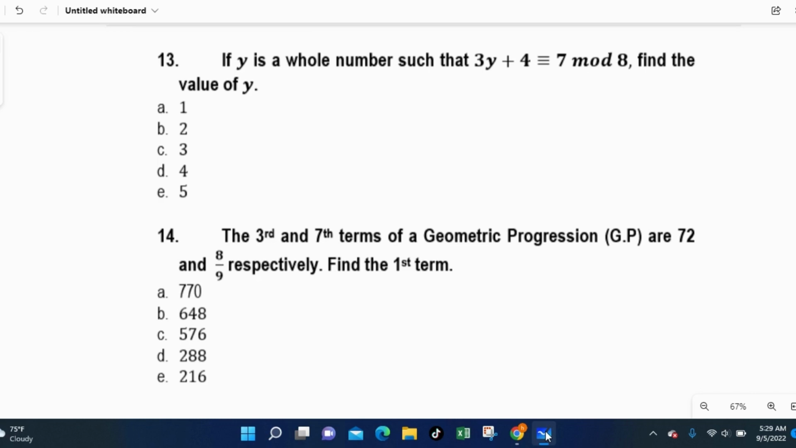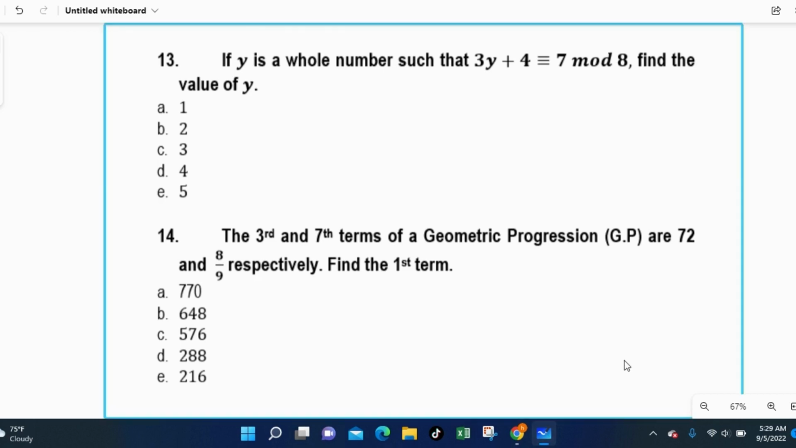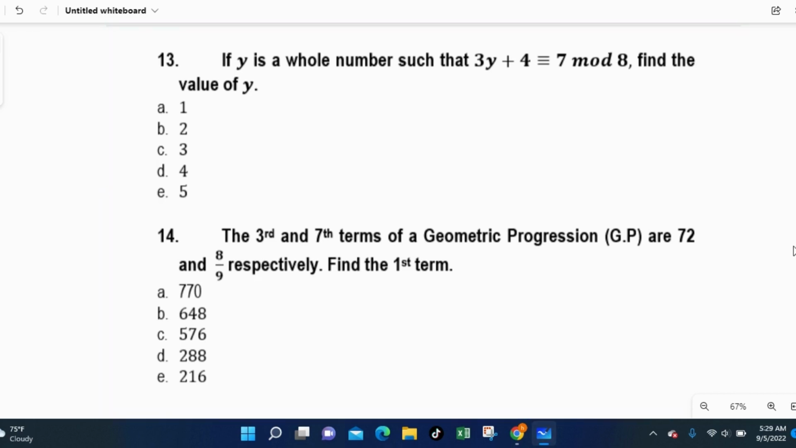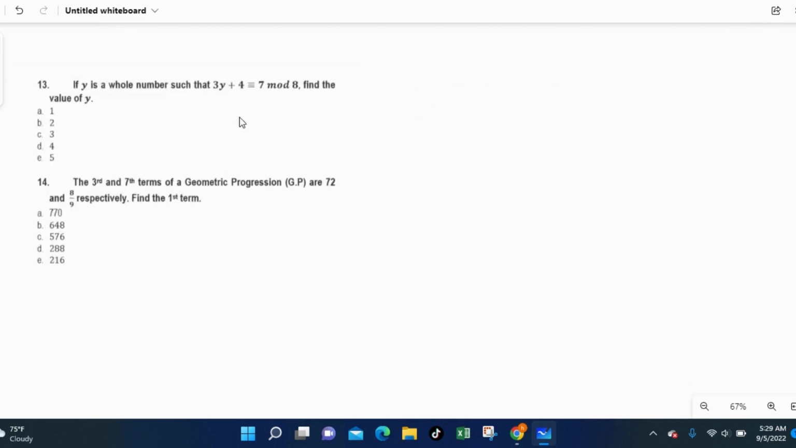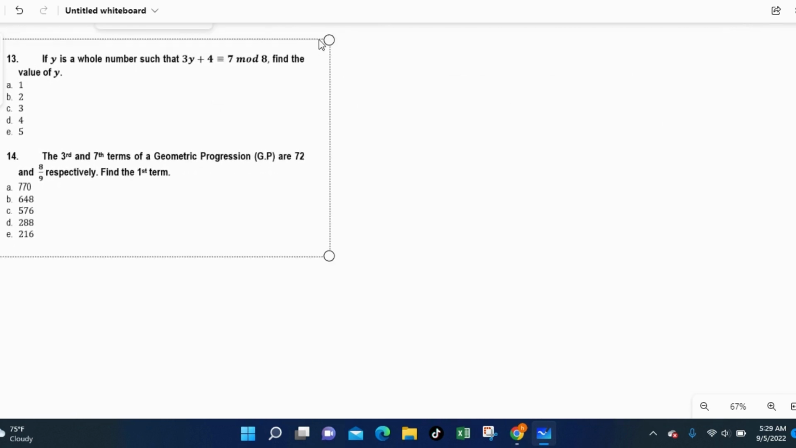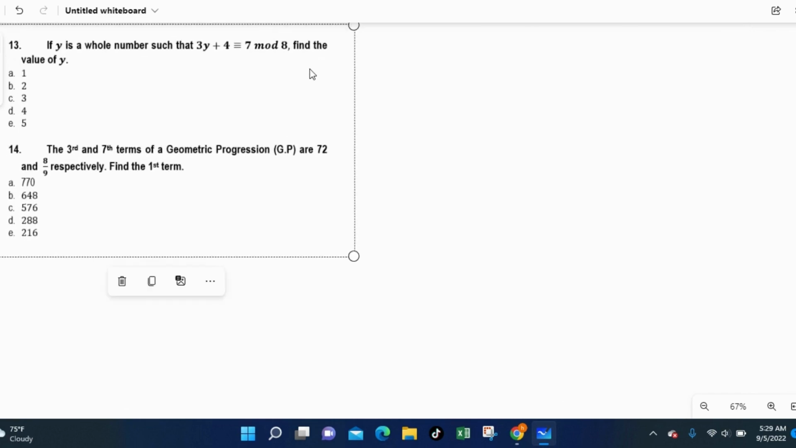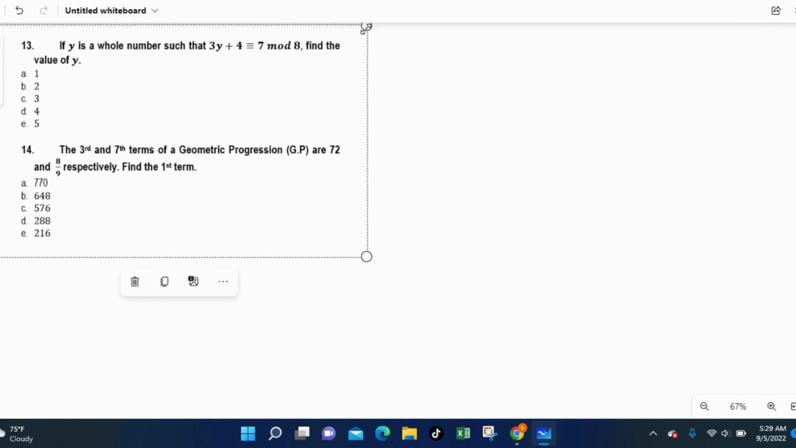The second question is on geometric progression, and it's a geometric progression question that will lead to simultaneous equations. Guess you want to know how to solve that. Let's try it now. Pay attention as we'll be solving this question.